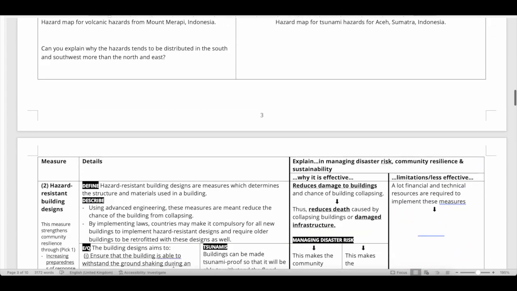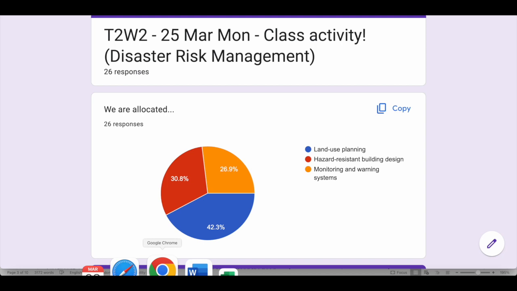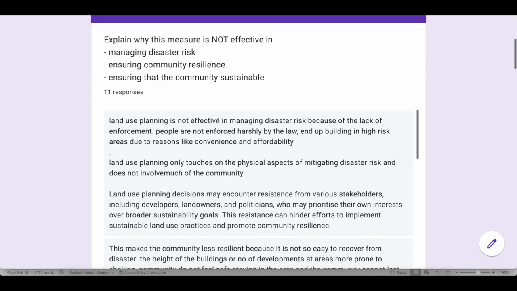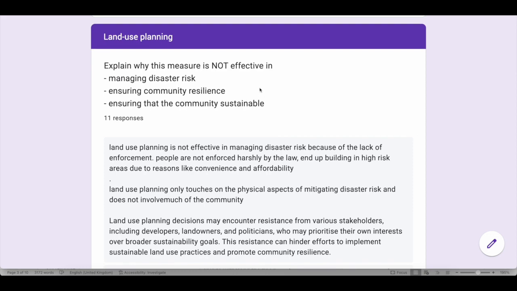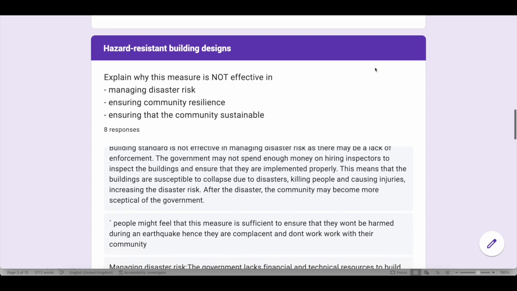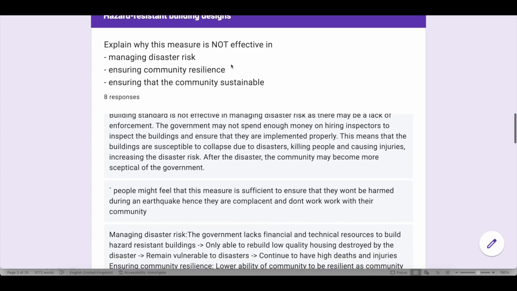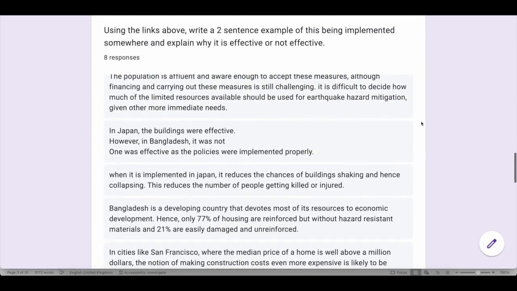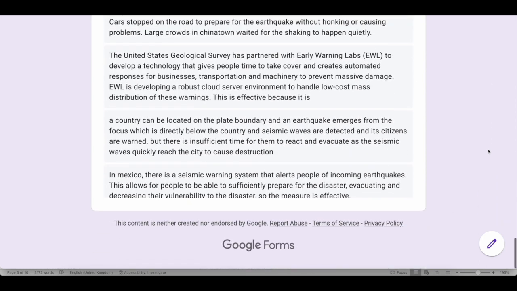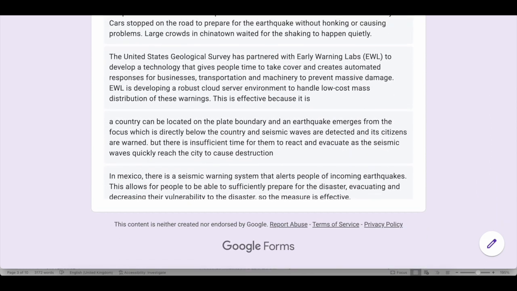In the Google Classroom, I gave you a link to a Google form. This is what you all have done this week, and this is some of the explanation you have done for the different measures. So land use planning, we are done already. I'm going to give you a few minutes to get ideas from your classmates. Hazard resistant building design, why is it not effective? And for monitoring and warning systems, why is it not effective? Note down some of your key ideas before I go through them with you.